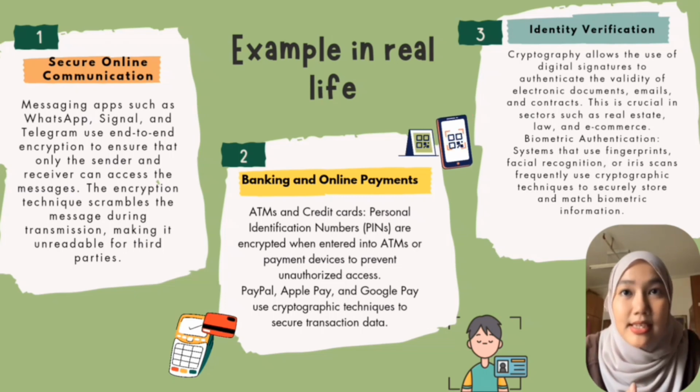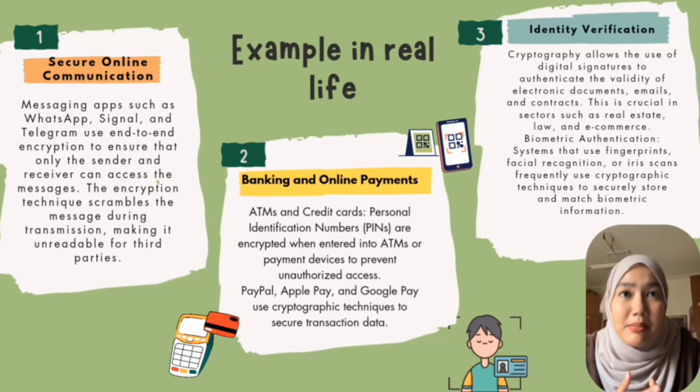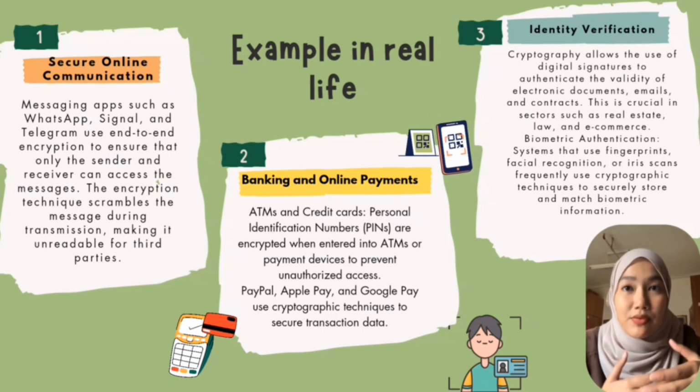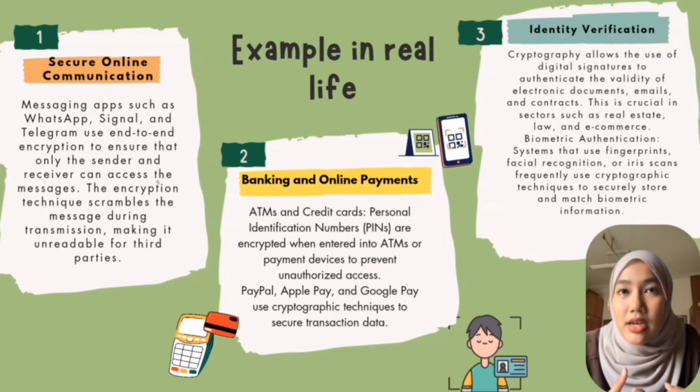Next, moving on to examples in real life of cryptography. The first one is secure online communication, in messaging apps like WhatsApp and Telegram, which use end-to-end encryption to ensure that only the sender and receiver can access the message. The encryption technique scrambles the message during transmission, making it unreadable for third parties.